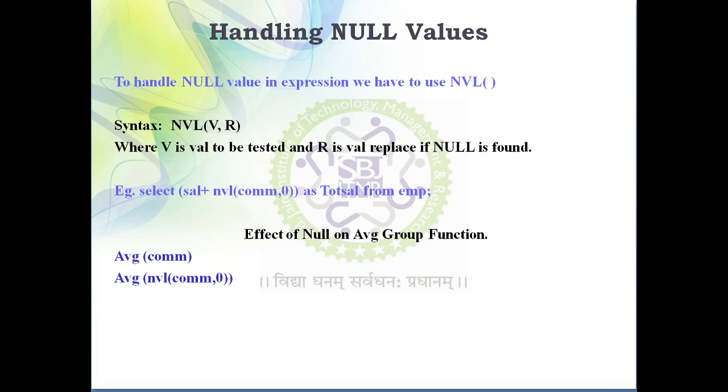So in that case, what is the correct way of writing the query? Average(NVL(commission, 0)). That means we will replace the value of commission by 0, so that we will get the actual output. Don't worry, we'll demonstrate all these commands with the help of live SQL. First of all, understand the theoretical topic, and then we'll see the demonstration with live SQL. So I hope you understand how to handle null values in SQL.